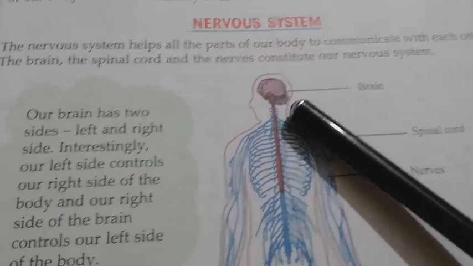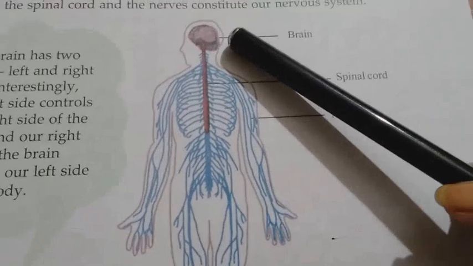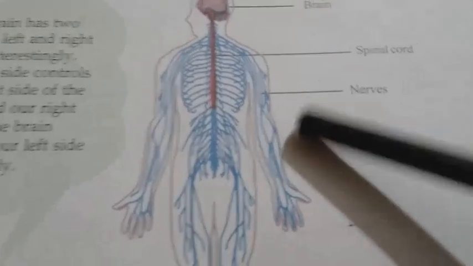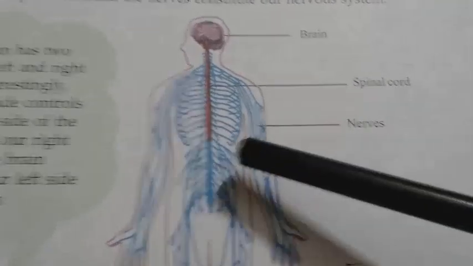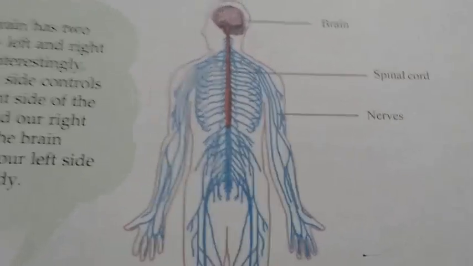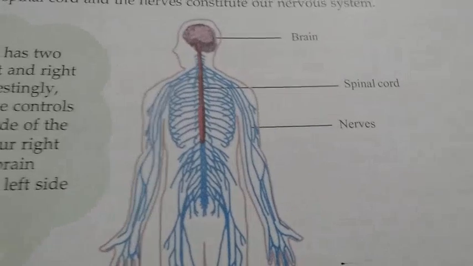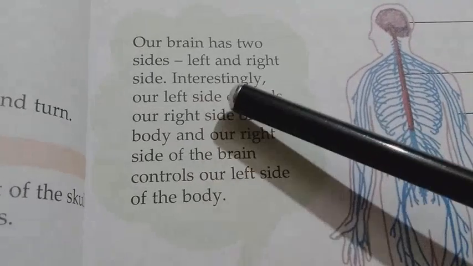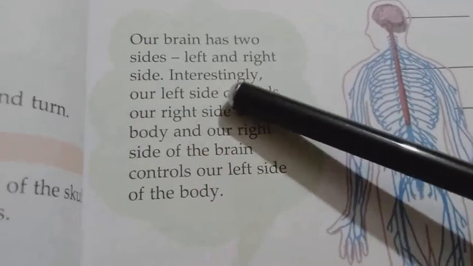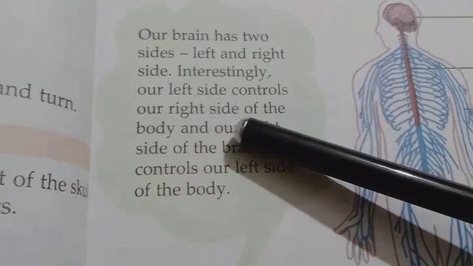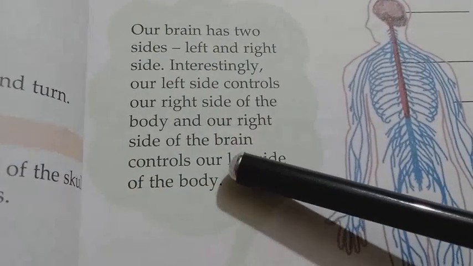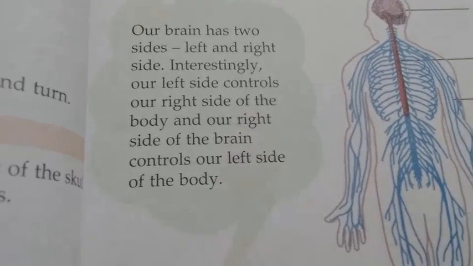You can see here in this picture, the brain, the spinal cord here, and the nerves. This blue you can see here, these are all our nerves. Our brain has two sides. Look here, our brain has two sides, left and right. Interestingly, the left side of the brain controls the right side of the body, and the right side of the brain controls the left side of the body.